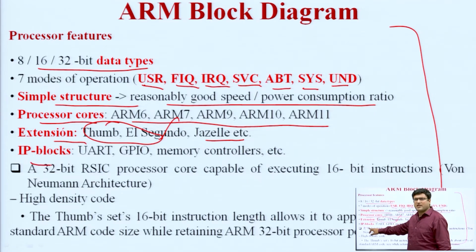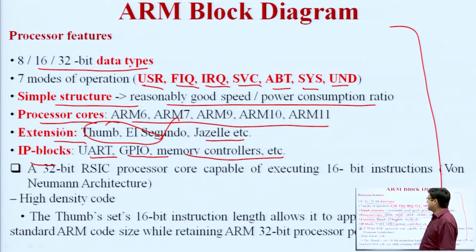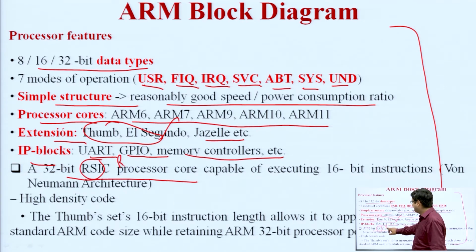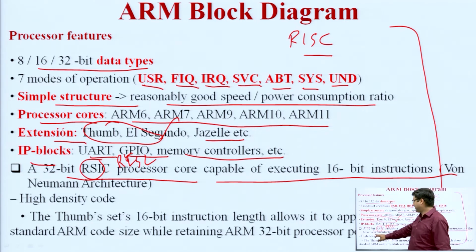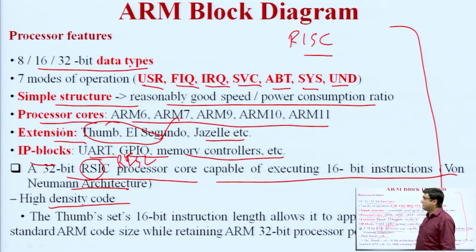It has IP blocks as well, like UART, GPIO, memory controllers. These types of IP blocks are available in our microcontroller, the ARM processor. It is a 32-bit RISC processor, capable of executing 16-bit instructions, with von Neumann architecture. It has high density code, and a large number of IP libraries are available. Out of those IP libraries, ARM Holdings has the variety to manufacture different ARM processor families.